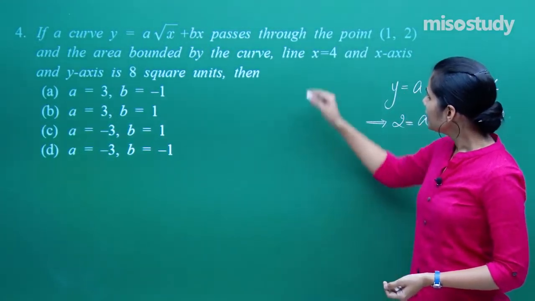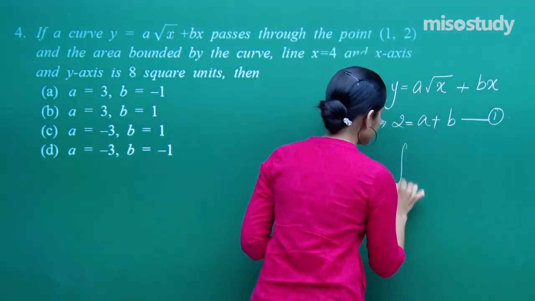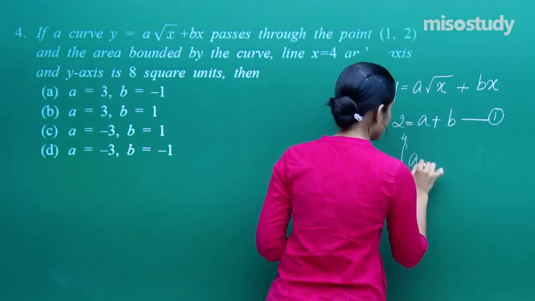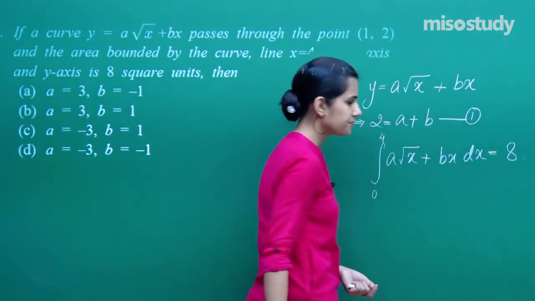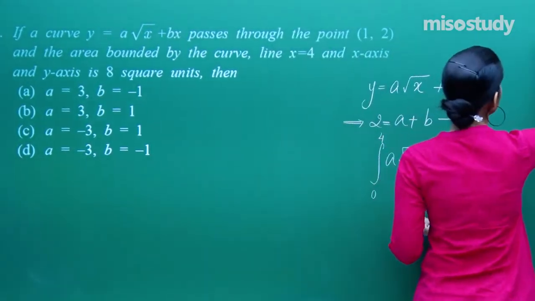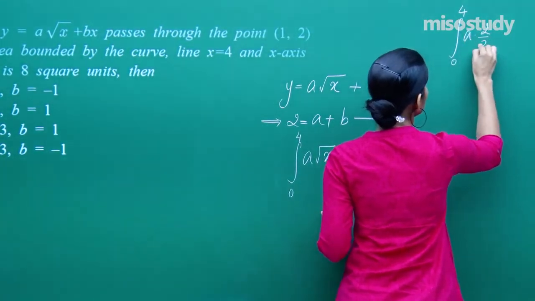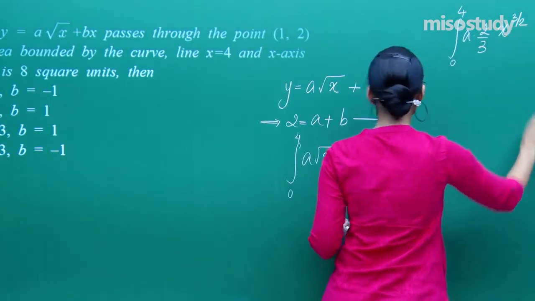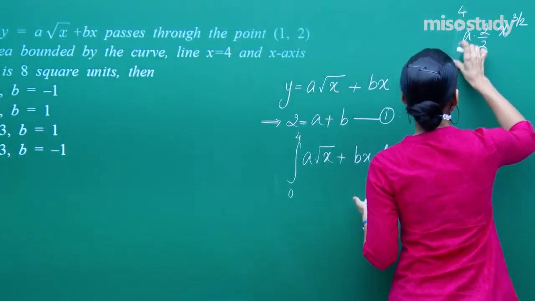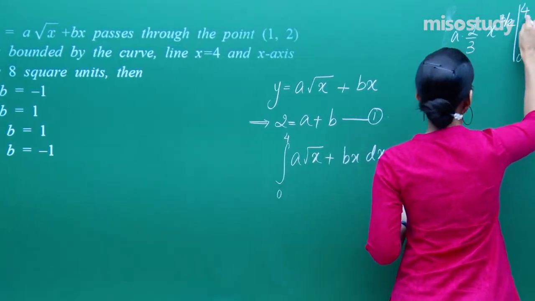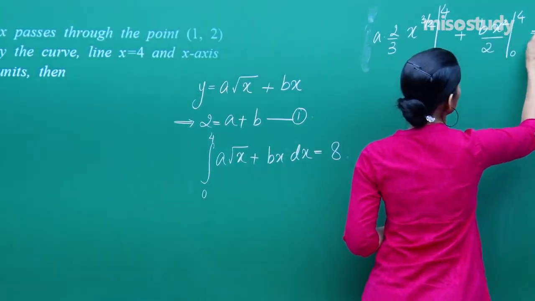The area bounded by this curve, the line x equals 4, the x-axis and the y-axis is 8 square units. That means the integral from 0 to 4 of (a root x plus bx) dx is 8. Clear? From here you get a times 2 by 3 x to the power 3 by 2, that's the integration of root x, from 0 to 4, plus b x square by 2, again from 0 to 4, is 8.